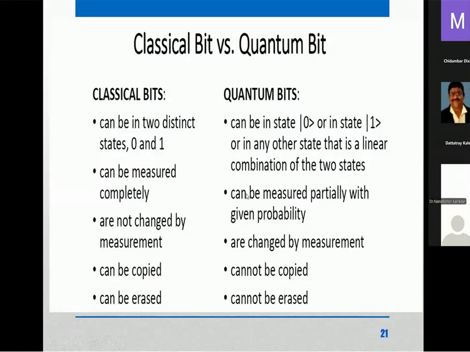So here are the differences. I'm trying to cover all the basic questions in your mind about classical bits and quantum computers. A classical bit can be in two distinct states, 0 or 1. In a quantum computer, a qubit can be in the ground state, or in state 1, or in another state that is a linear combination of the two states.